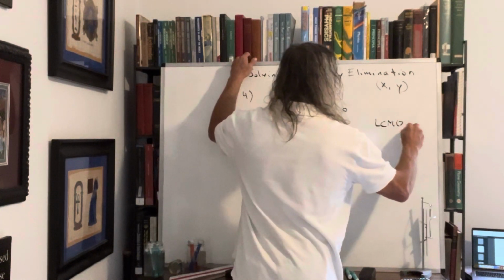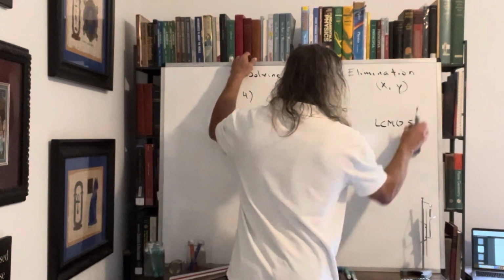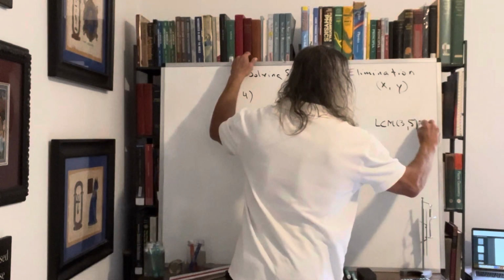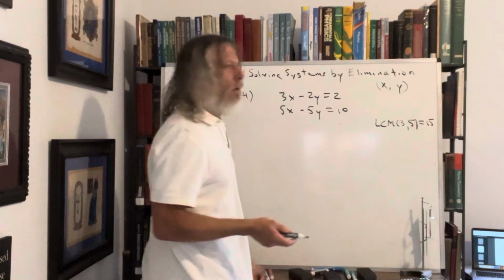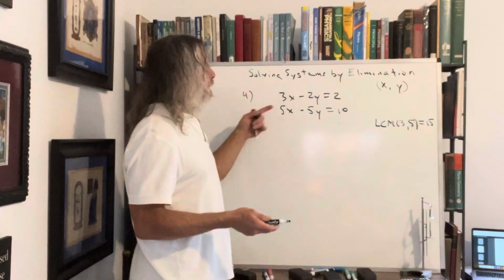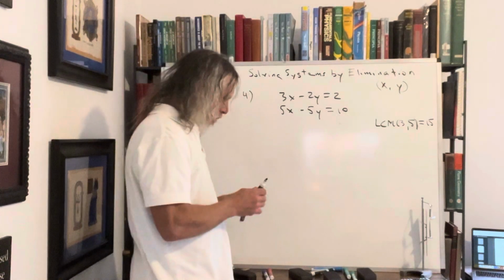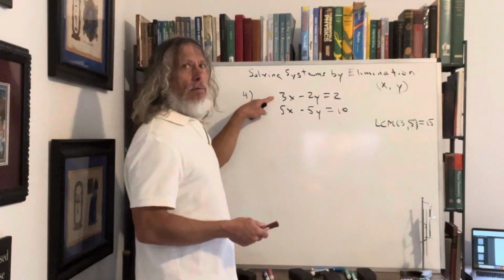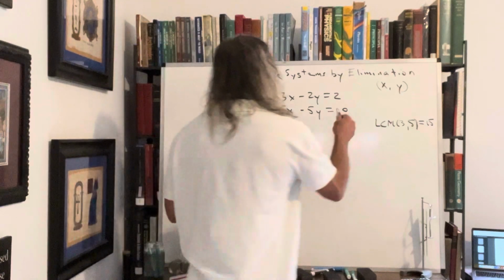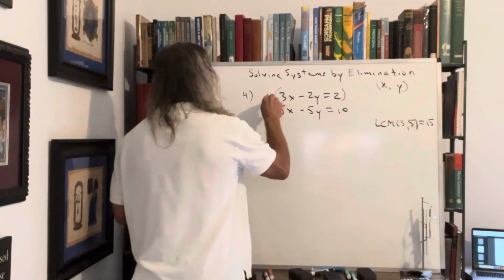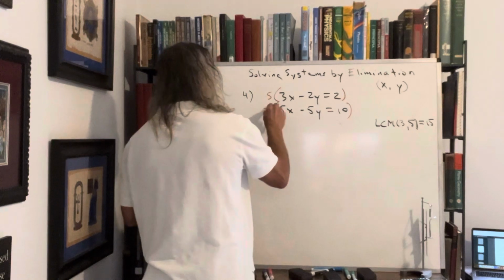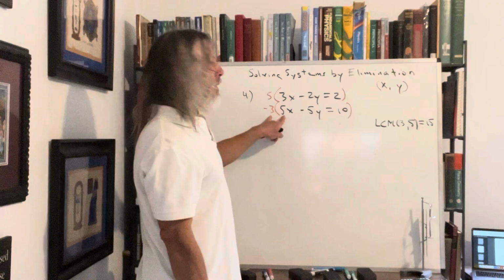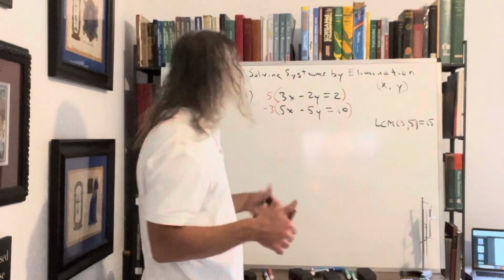LCM of 3, 5. Work it out, and you get 15. So I want to make each of these 15 so they're equal but opposite. And one of them will be negative. So how do we make this 15? Multiply by 5. How do we make this one? Multiply by negative 3. That makes negative 15. So we're good.